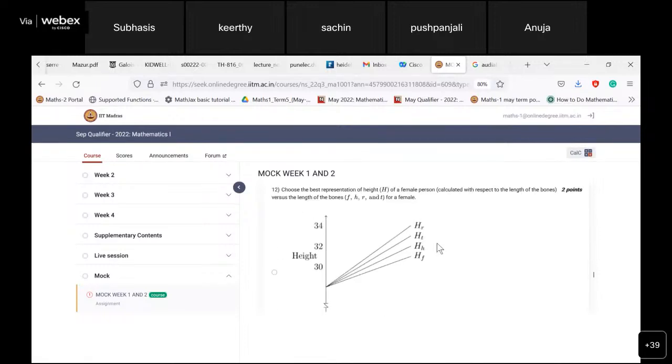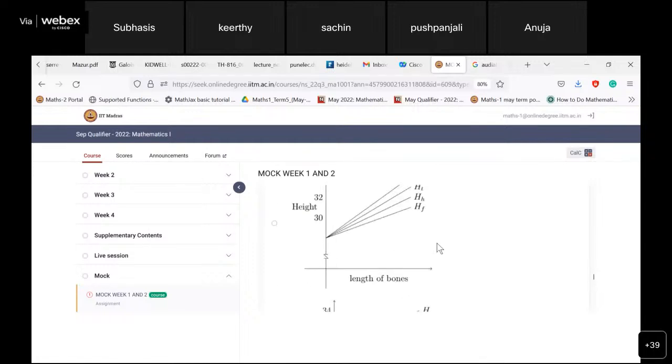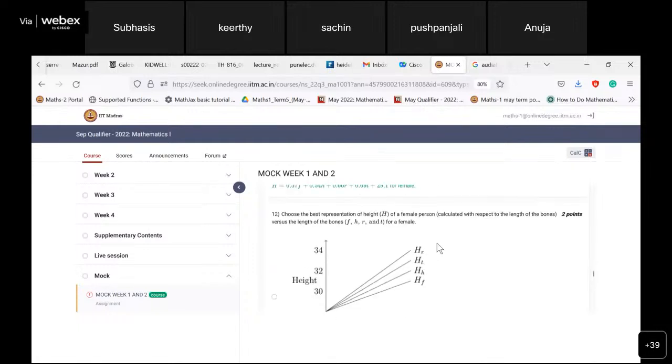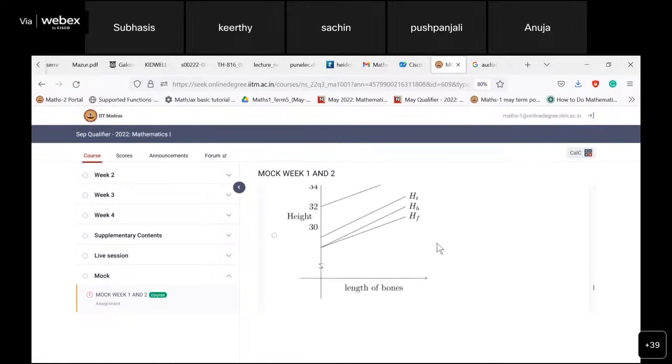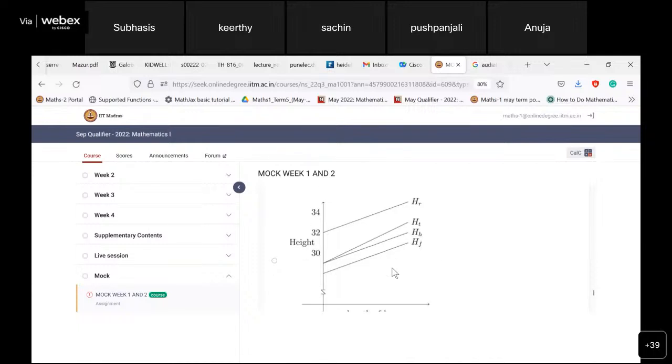So the constants in the equation are the y-intercepts, right? Yes, correct. The constants are basically the y-intercepts. Okay, sir, got it. Is it clear now, like how you should draw the graph? Yes, sir, got it.